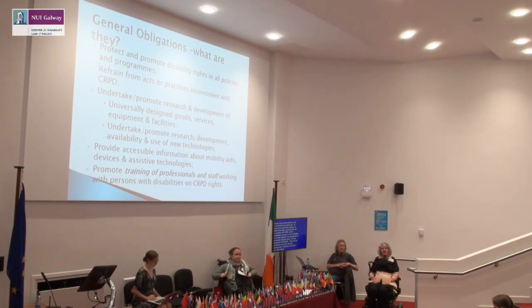So that is recognising that either the state undertakes that themselves or that they facilitate it or promote it through the private sector. So they should provide accessible information about mobility aids, devices and assistive technologies and promote training of professionals and staff working with persons with disabilities on CRPD rights. So when you're talking about training of professionals and staff working with persons with disabilities, you're basically talking about all professionals and all staff.